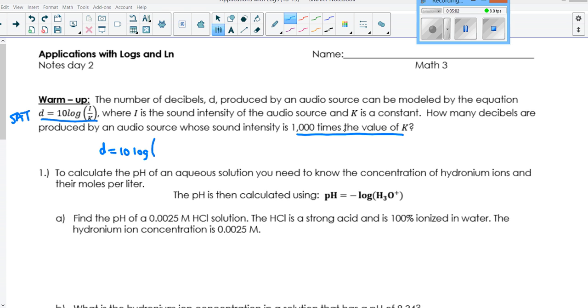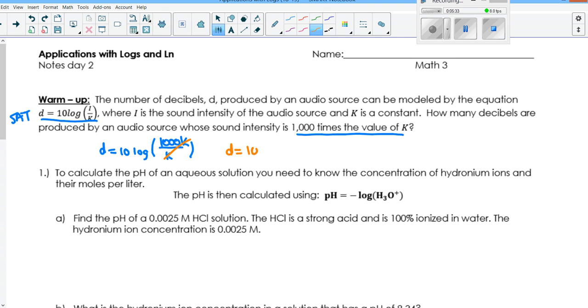But it's pretty much the same as what we did yesterday. Different wording, but same thing. If the intensity is 1,000 times the value of K, then I can just say K is something, whatever this is, then this would be 1,000 times A. You can see it's pretty much the same thing as yesterday. And then the K's cancel, and D is equal to 10 log of 1,000, which we could put into our calculator, or we could actually evaluate fairly easily.